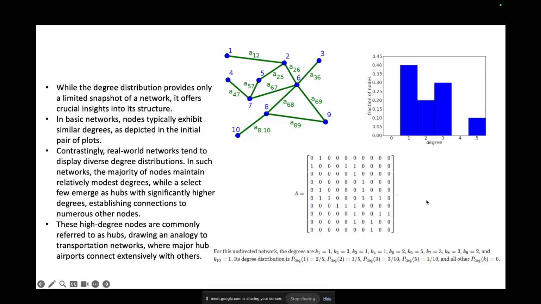Okay, so as I was saying, the degree distribution is basically the fraction of nodes on the y-axis and the degree on the x-axis.